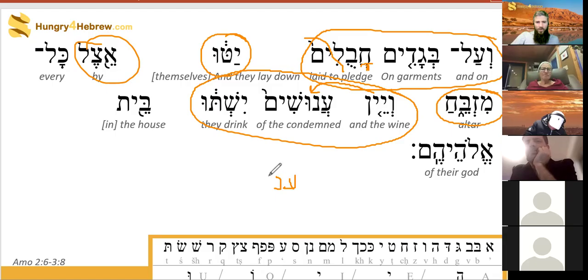So onesh is some sort of punishment, I guess. Yeah. And so anushim is another passive participle. Yes, anush. So it is the one who has been punished or condemned, right? The wine of the condemned.